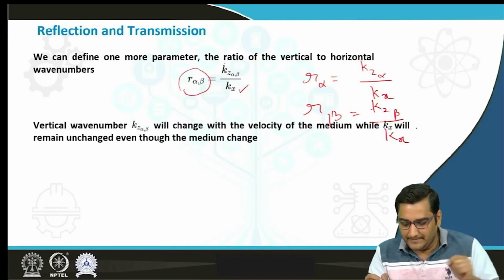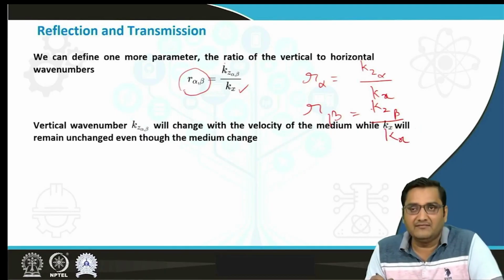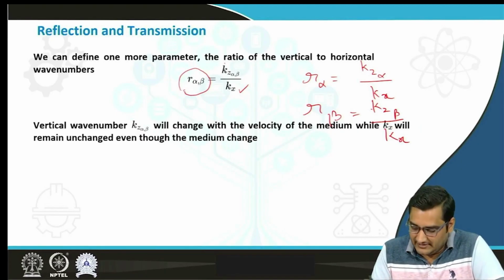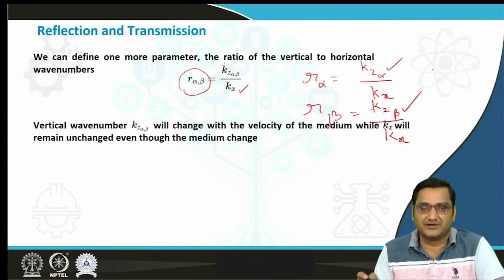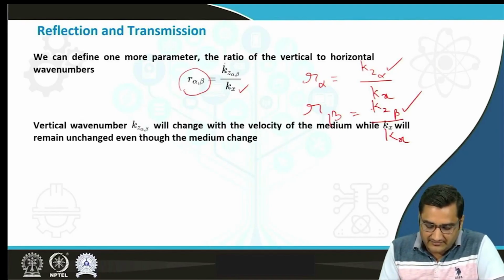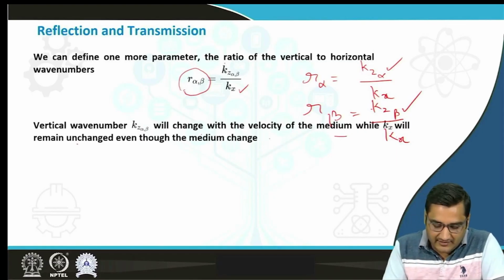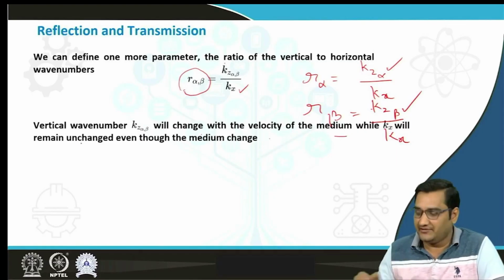So you can see that the vertical wave number is basically changing. It is associated with P wave velocity in case of r alpha. It is associated with shear wave velocity in case of r beta. So vertical wave number k_z alpha comma beta will change with the velocity of the medium, while k_x will remain unchanged even though the medium changes.